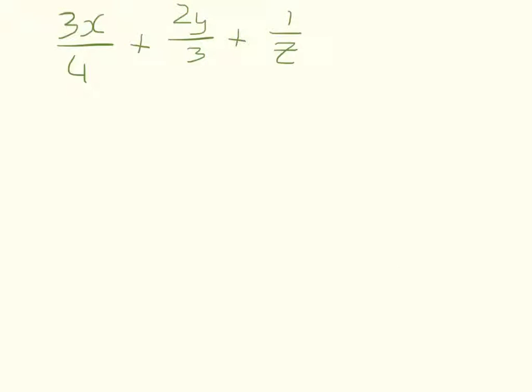We have a look at this example. 3x over 4 plus 2y over 3 plus 1 over 7. Is that a polynomial? Well, this has a power of 1, that has a power of 1, that also has a power of 1, but there is a variable in the denominator, so this is not a polynomial.